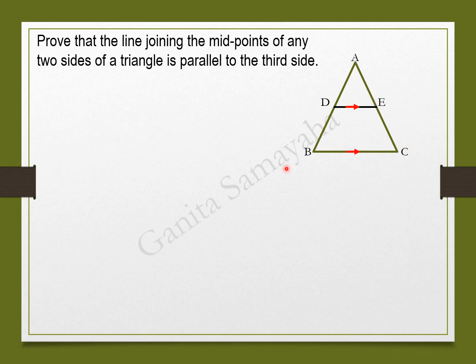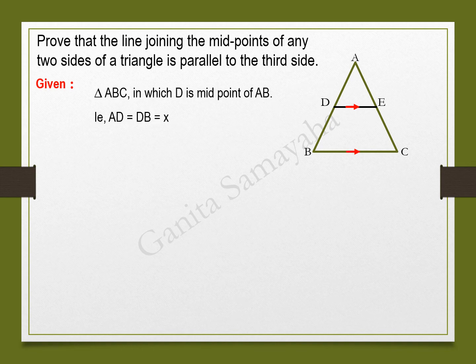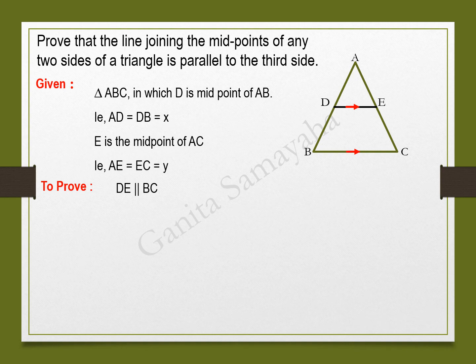Apply BPT and let us see what happens. BPT or its converse. Let us see. So you are given a triangle ABC in which D is a midpoint of AB, which means that AD equal to DB equal to some X. You are also given that E is a midpoint of AC, which means that AE equal to EC is equal to some Y. So you are asked to prove that DE is parallel to BC. So let us consider AD by BD equal to X by X. Let us just substitute for AD as X and X. Since we have to prove that DE is parallel to BC, we have to establish that both these ratios are the same.